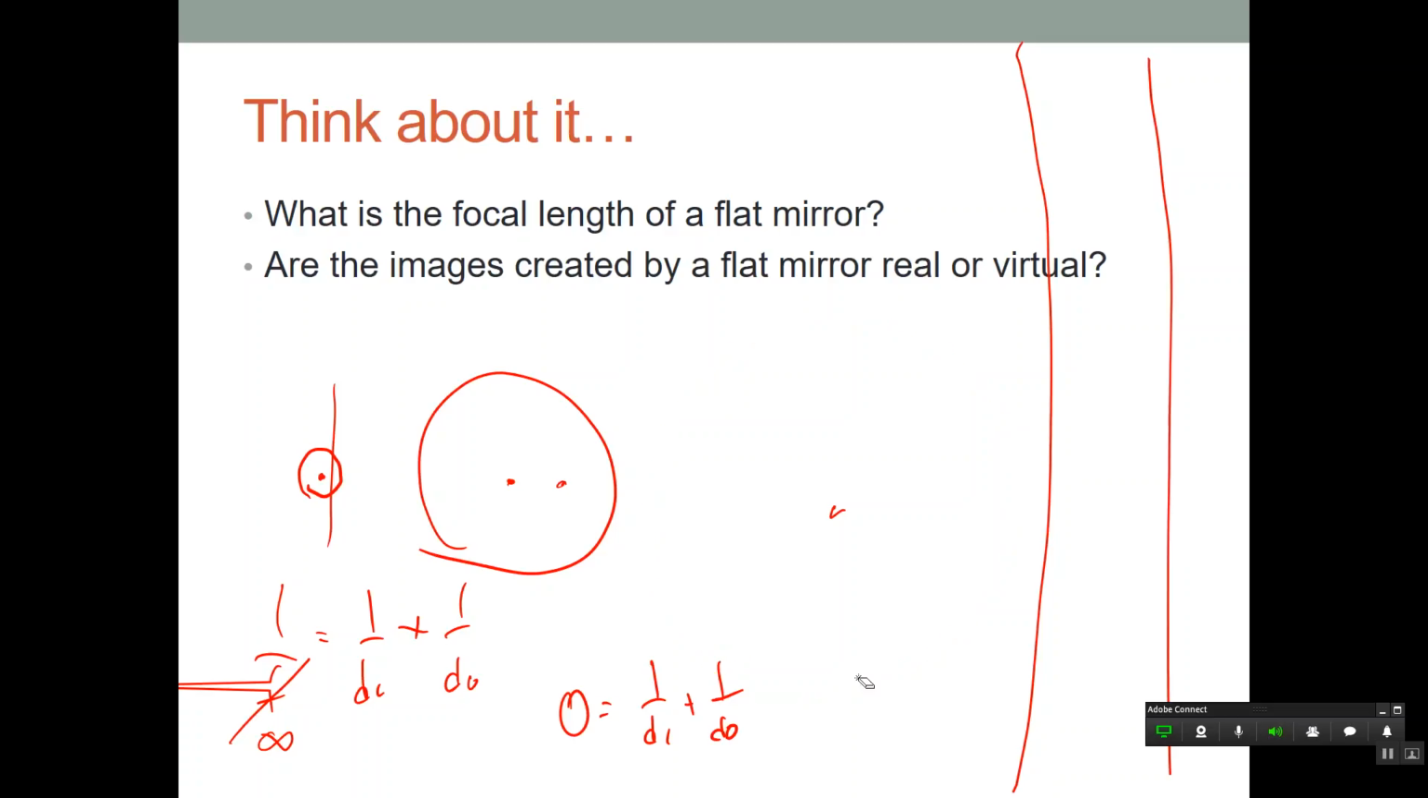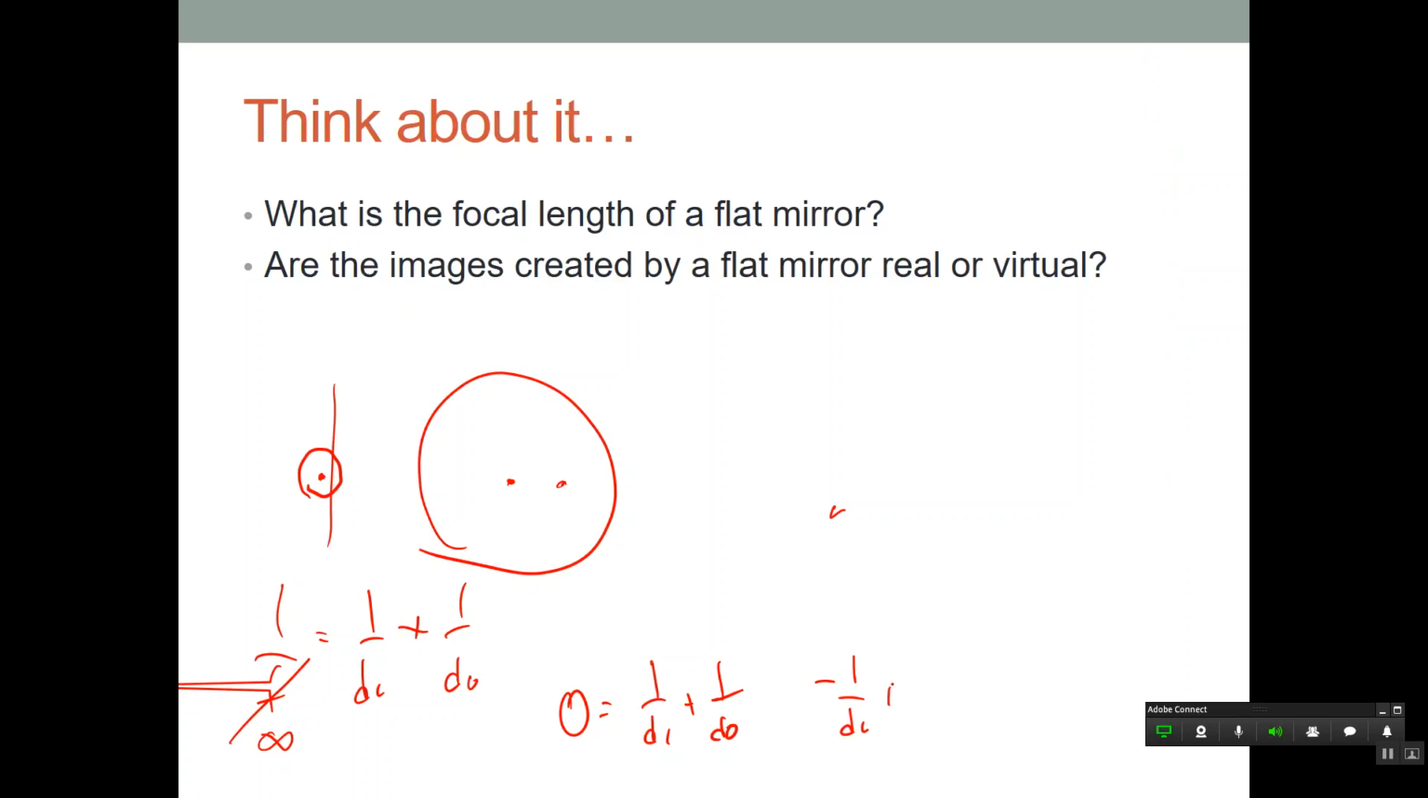which means that negative 1 over di is equal to 1 over do, and therefore, negative di is equal to do. All right? That makes sense. When you look at yourself in a flat mirror, the distance that you are from the mirror is the distance your image appears to be inside the mirror, right?